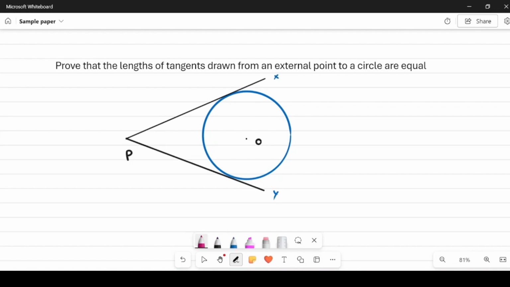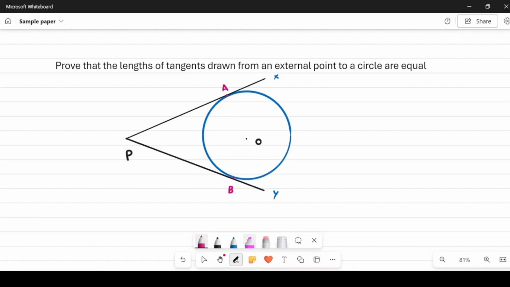Now, where the tangent touches the circle, we know that a tangent can touch the circle at only one point. So this point is called the point of contact. Let us say for PX the point of contact is A and for PY the point of contact is B. Right? Okay, now we need to prove that lengths of tangents drawn from an external point to a circle are equal.